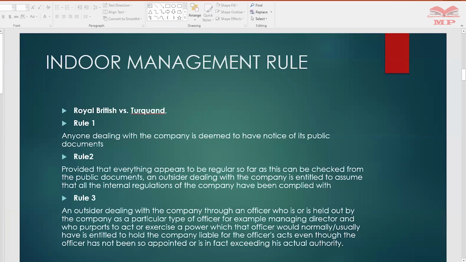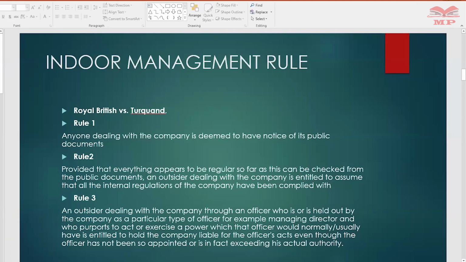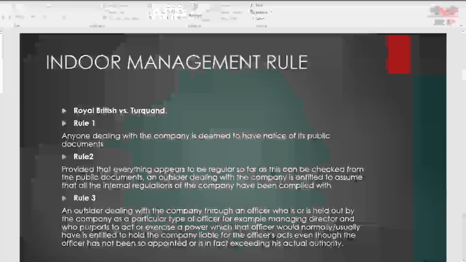You would first start with following the rigorous chain of command so that you're able to determine who you are going to deal with and for how long. So the indoor management rule is that you need not follow the internal affairs of a company in order to deal with them. So these are the rules set out. Rule 1 is that anyone dealing with the company is deemed to have notice of its public documents. So whatever is contrary to what is filed with the Register of Companies, whatever is contrary to the memorandum and articles of association, will not bind the company unless, as we have said, the company ratifies it.